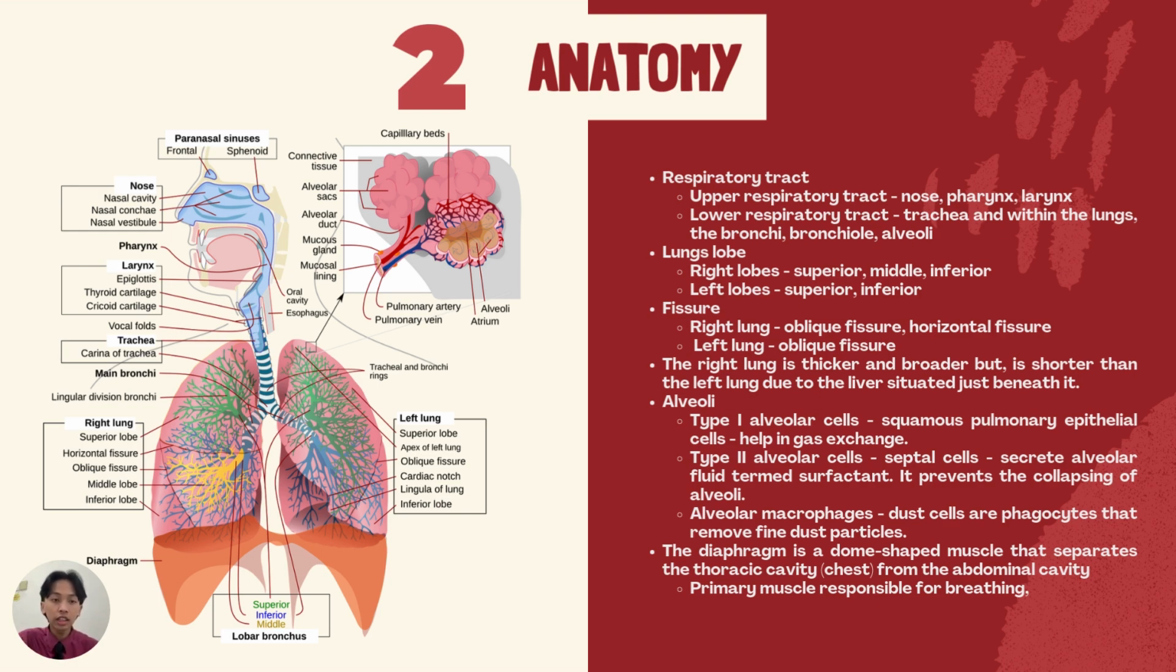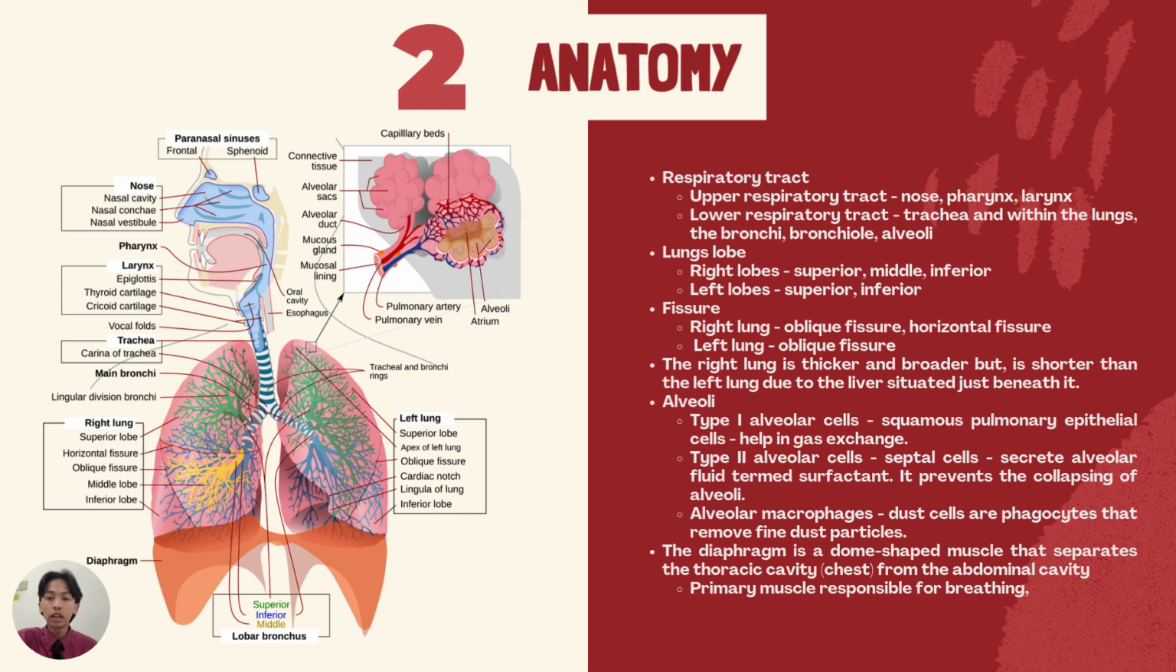Next, let's zoom in on the alveoli, which are the tiny air sacs where gas exchange takes place. These structures are vital for oxygenating our blood and removing carbon dioxide. There are two main cells in the alveoli, which are type 1 alveolar cells and type 2 alveolar cells. Type 1 alveolar cells are squamous pulmonary epithelial cells and help in gas exchange, while type 2 alveolar cells, also known as septal cells, secrete alveolar fluid called surfactant.